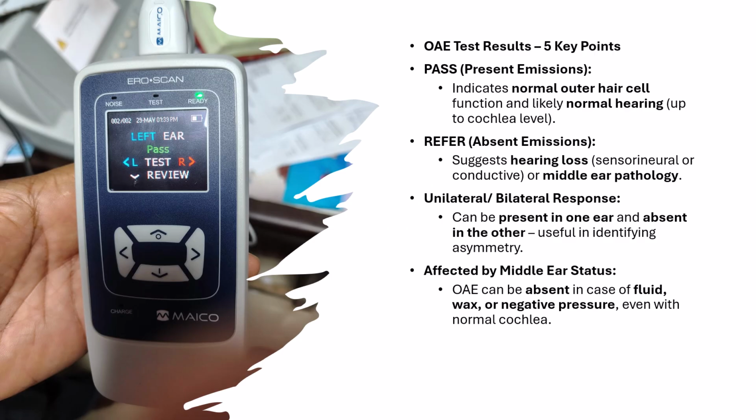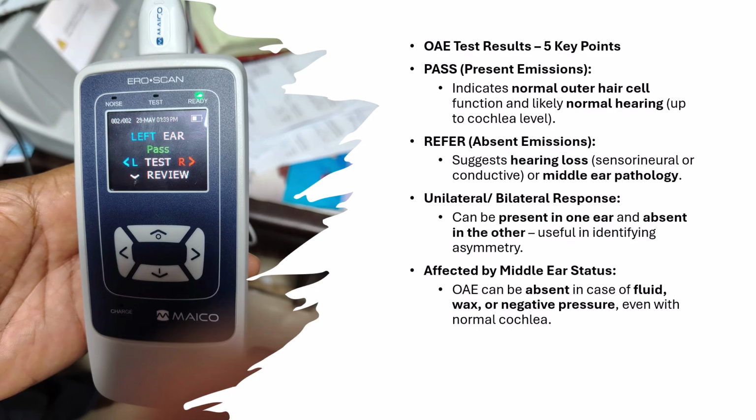Now, what are the results? When interpreting OAE, remember that pass means emissions are present, meaning outer hair cells are working well. So it suggests that normal hearing is present up to the level of the cochlea. Refer means absent emissions, which might indicate sensory neural hearing loss or conductive loss. Unilateral versus bilateral response can detect asymmetry. Also, middle ear issues, for example wax or fluid, can block emissions even if the cochlea is fine. So don't jump to conclusions.